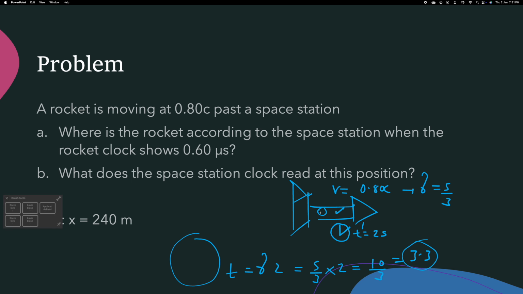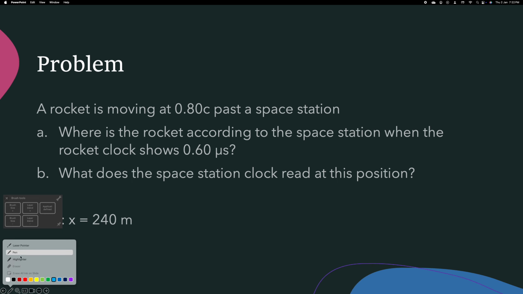That means the person who is inside the rocket, for him, if the time spent is 2 seconds, during the same time, another person on Earth spends 3.3 seconds. That means the clock for the person inside the rocket is ticking slower, whereas the clock on Earth ticks faster. And that brings us to the twin paradox given by Einstein.